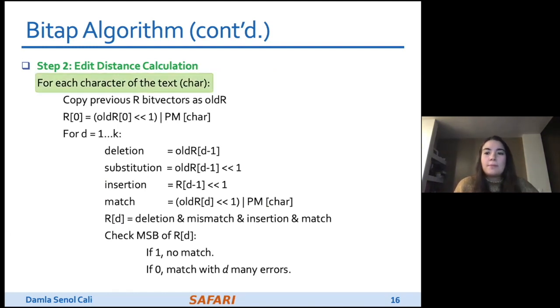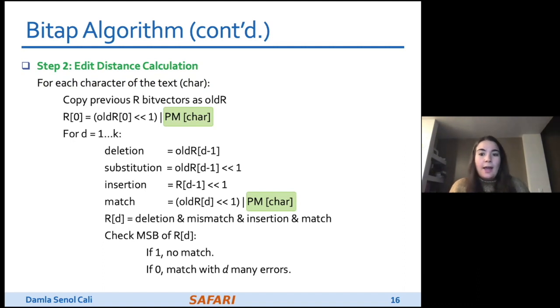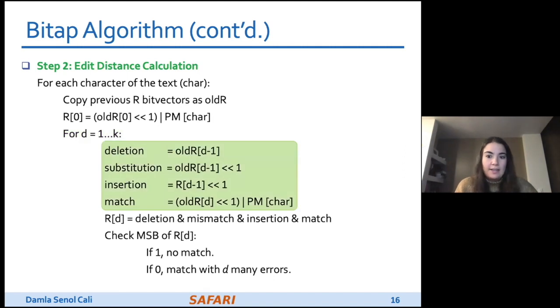As I said, the algorithm examines each text character one by one per iteration. And at each iteration, the pattern bitmask of the current text character, which is denoted as PM here, is retrieved. And then for a distance D, which can be between 1 to K, and K, if you remember, was the threshold of edit distance, which is a parameter of the algorithm, 3 intermediate bit vectors for the error cases, one each for deletion, insertion, and substitution, and another one for the match case are calculated.